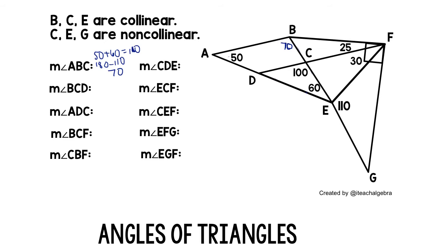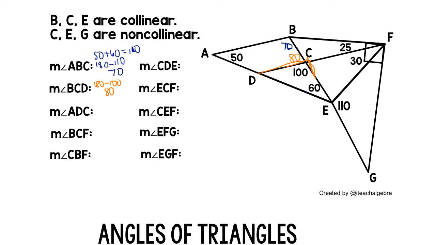Now we want to know angle BCD. Well, we know that if angle DCE is 100, then DCB or BCD has to be 180 minus 100, which is 80.